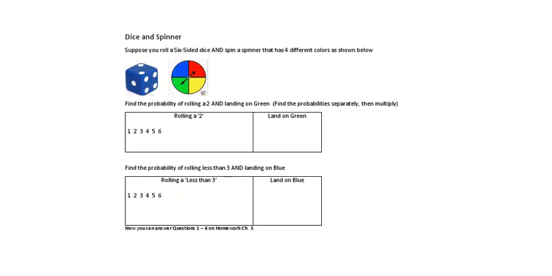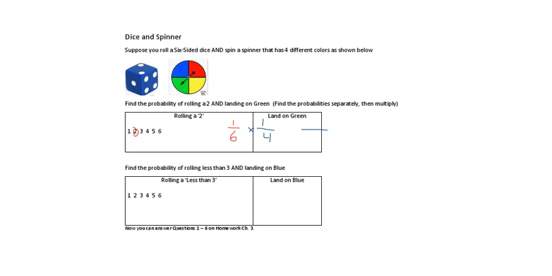Now, there may be questions that involve rolling a dice and spinning a spinner. So the trick to this is do one at a time, then we'll multiply our answers. Our first question is rolling a 2 and landing on green. Well, rolling a 2, how many 2s are there? That's going to be 1 out of 6. Now, landing on green is going to be 1 out of 4, because if you look at the spinner, there's only one green spot, but there are 4 colors.